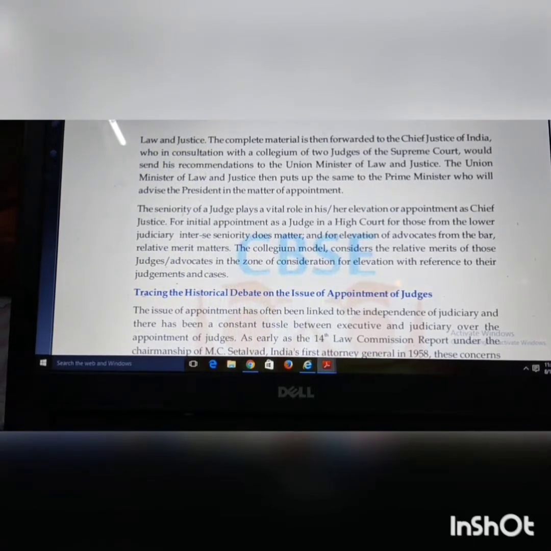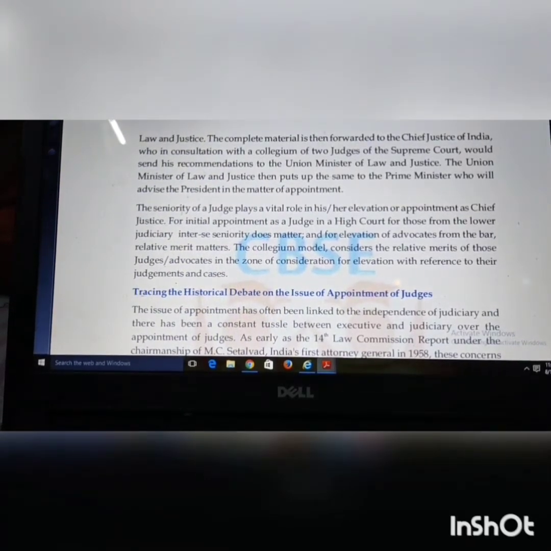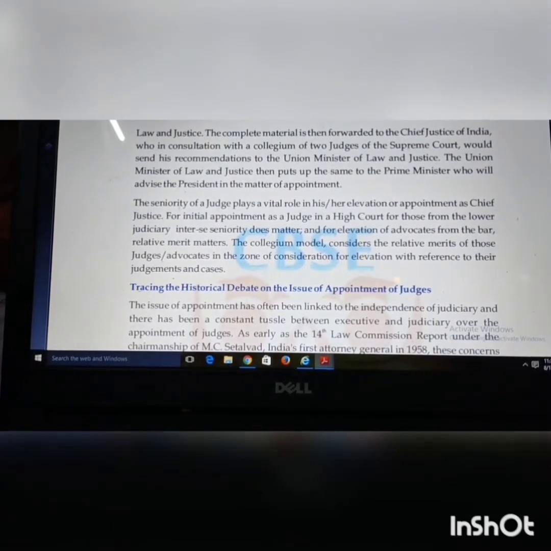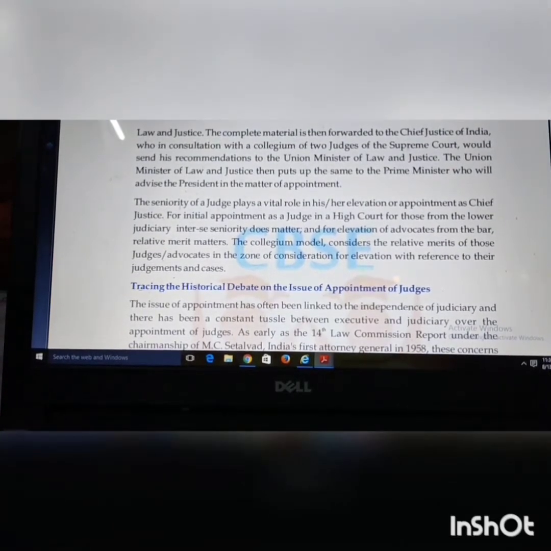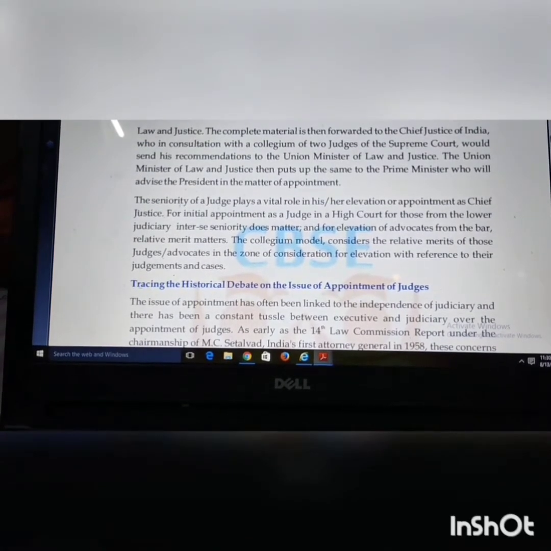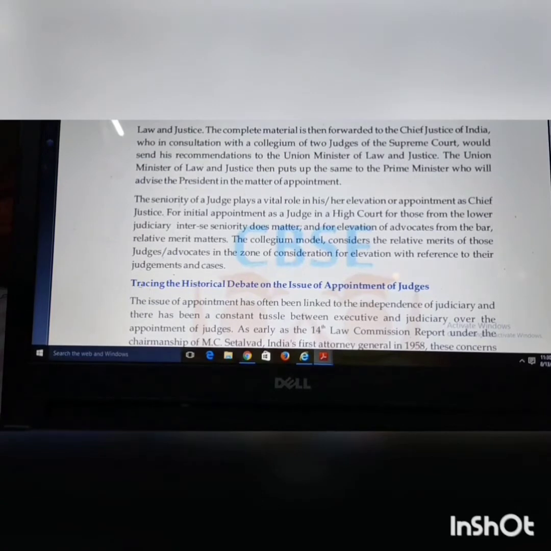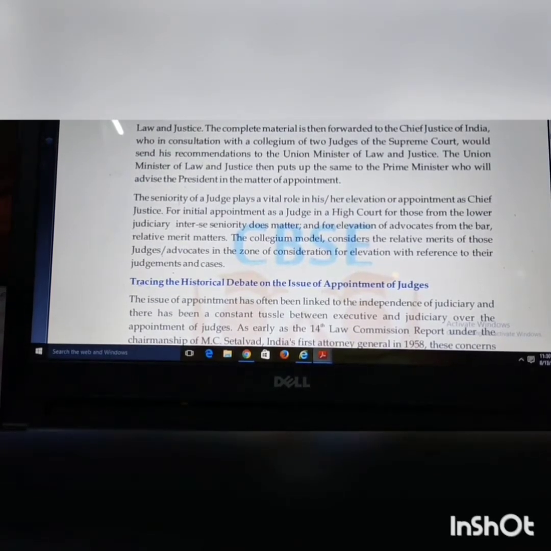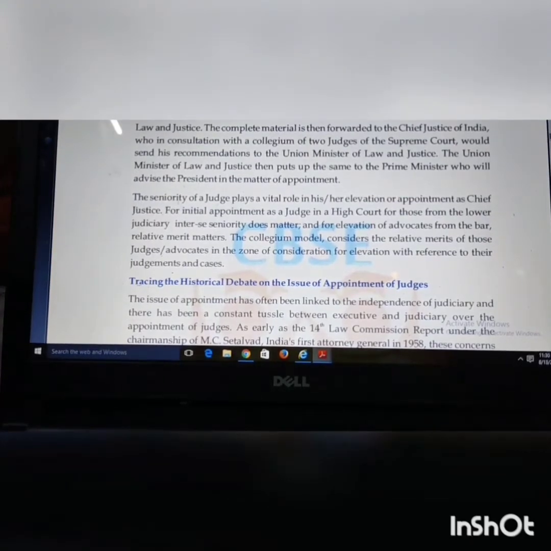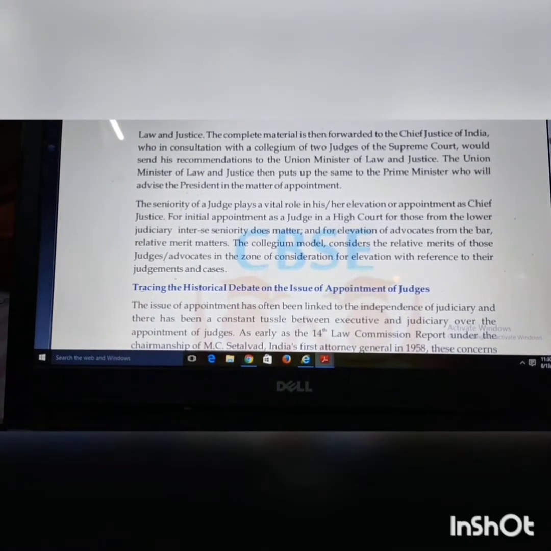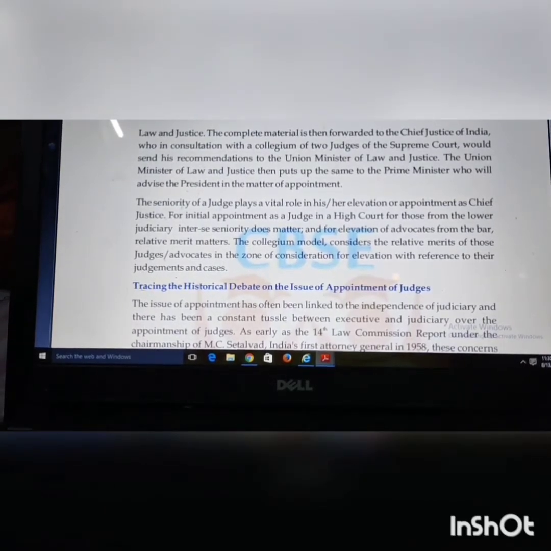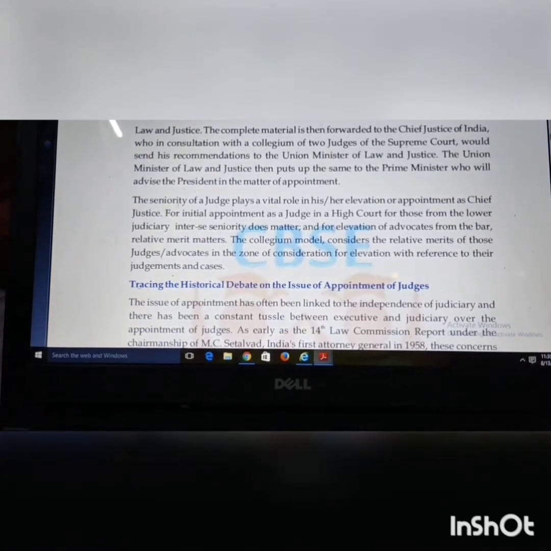Inter se seniority means amongst themselves, whoever is the senior, that person will be promoted or appointed as a judge. From lower judiciary means सब डिस्ट्रिक्ट लेवल पे जो जुडिशरी होती है, उनके जो जजेस हैं उनमें से सबसे ज़्यादा जो सीनियर होगा वो अपॉइंट हो जाएंगे एज अ जज ऑफ हाई कोर्ट, वो प्रमोट हो जाएंगे एज अ जज ऑफ हाई कोर्ट. And for elevation of advocates directly from the Bar Council of India, merit matters. कितना कैसी एजुकेशन ली है, कहाँ से एजुकेशन ली है, so that all matters.